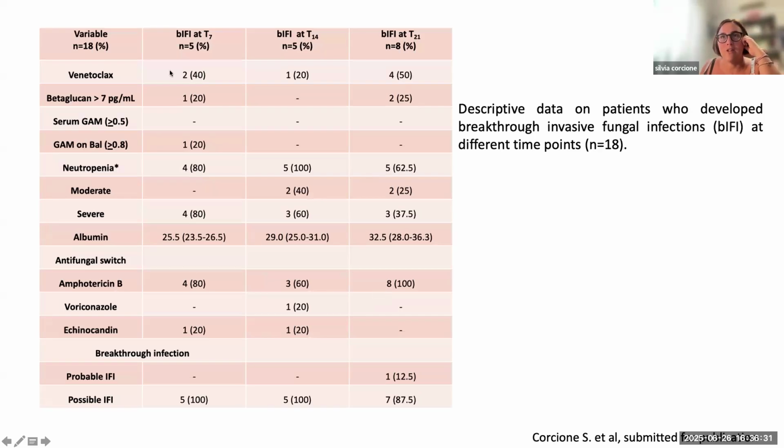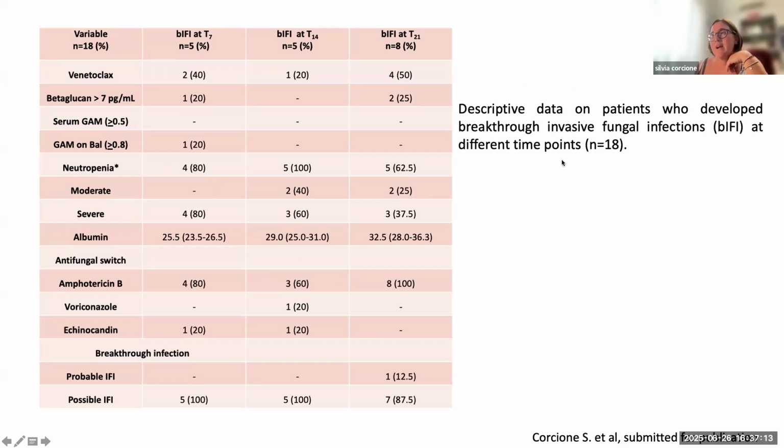A lot of patients received venetoclax. 50% of our population received venetoclax as a therapy, and here you can see the characteristics of the patients. We evaluated the posaconazole plasma concentration at several time points: 7 days, 14 days, 21 days, and then 28 days. And the majority of breakthrough infections were reported at day 7 and day 14, and then at day 21. Here you can see the switch.